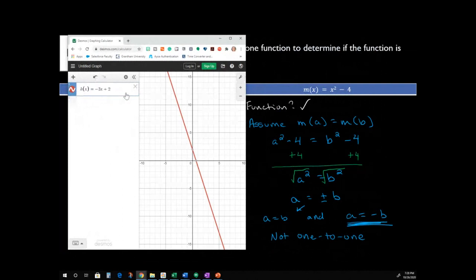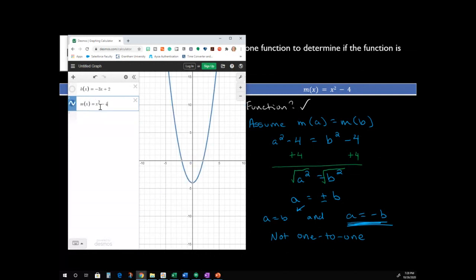Let me put in the other one. M of x equals x squared minus 4. So here, this is a function. No matter where I draw a vertical line, I'm only going to hit the graph once. But the horizontal line test fails.